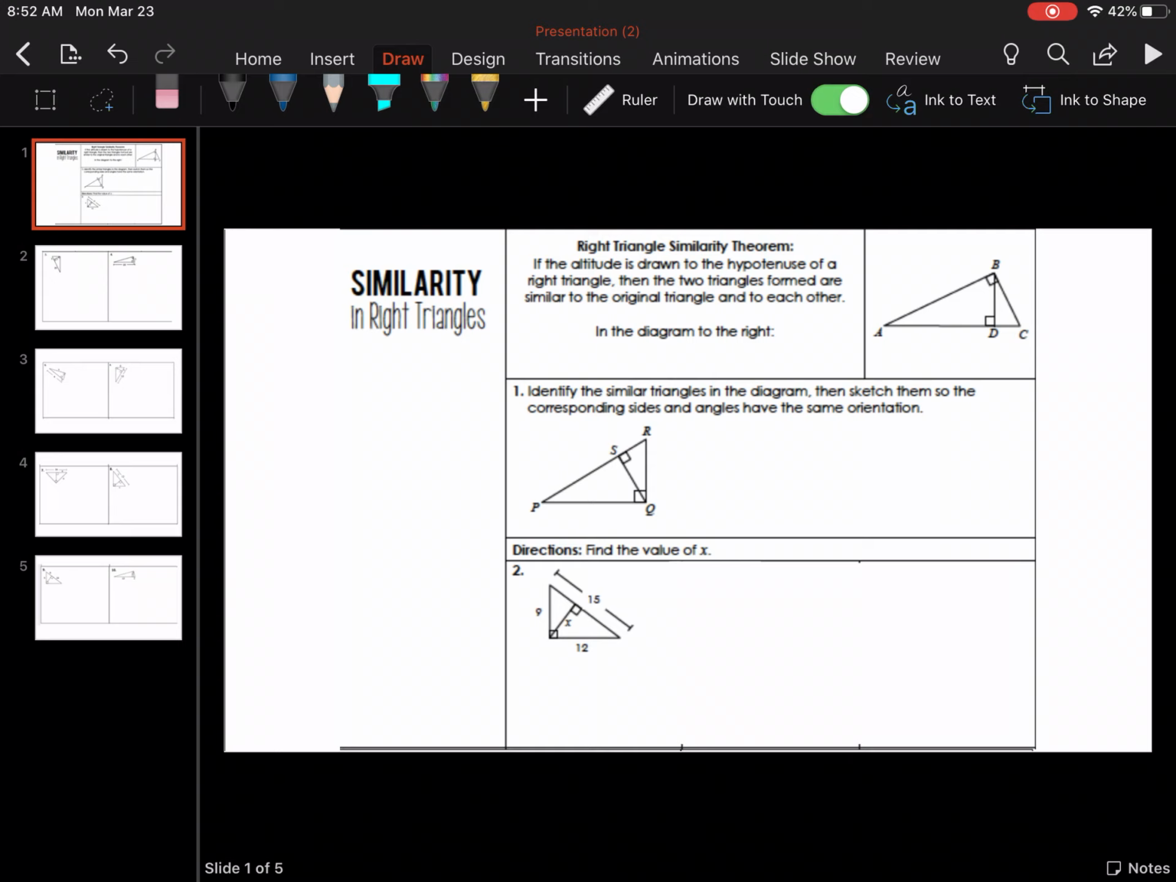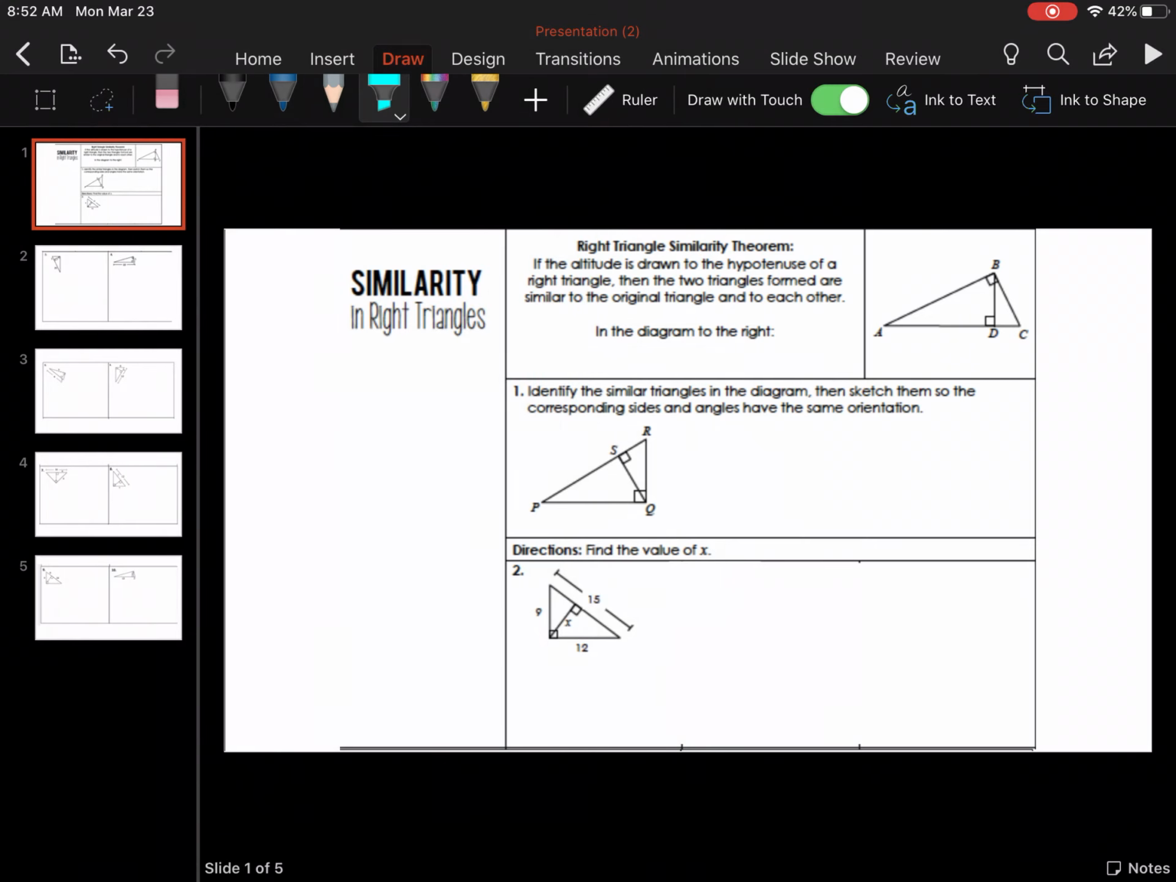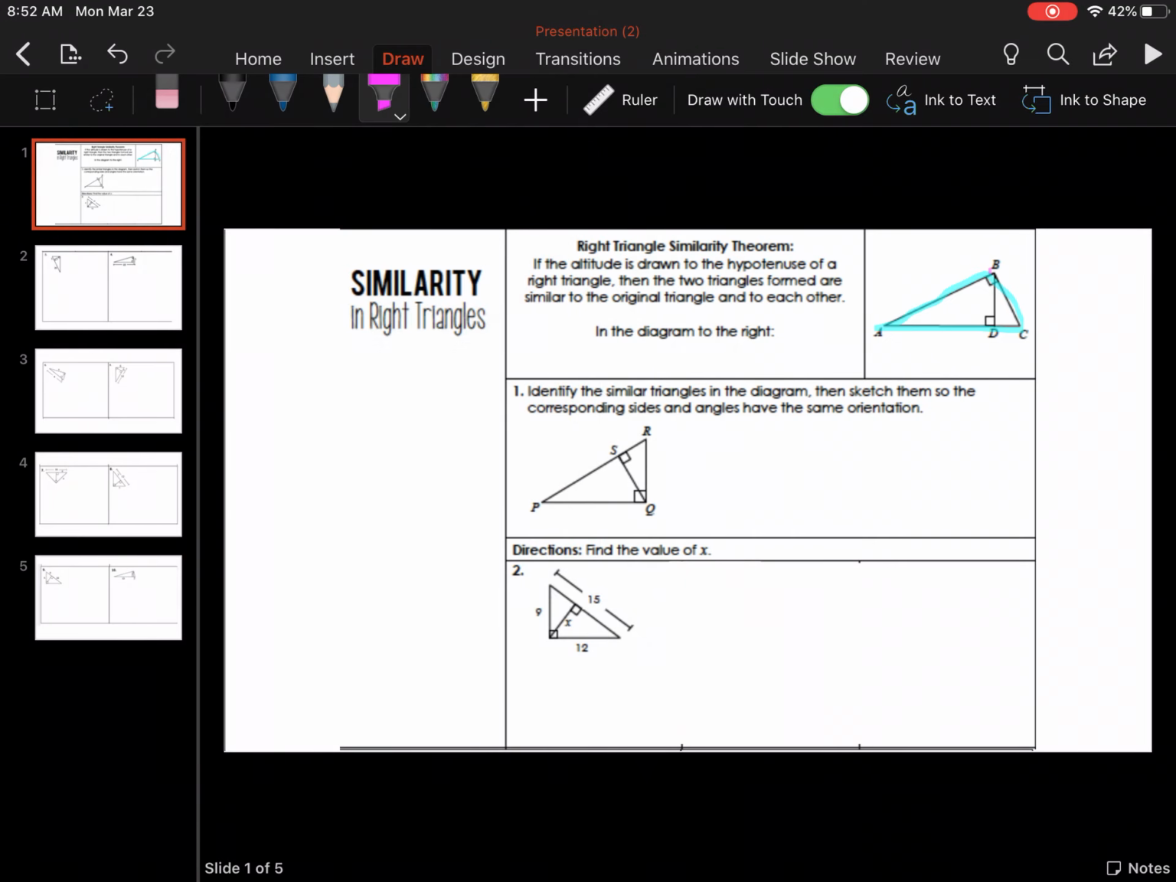So it says, if you start with a right triangle, so here's the right triangle. Actually, I'm going to make it thinner. So ABC was the original right triangle. And then you draw in an altitude. So an altitude goes from the vertex perpendicular to the opposite side. But the altitude that you draw has to be drawn to the hypotenuse.